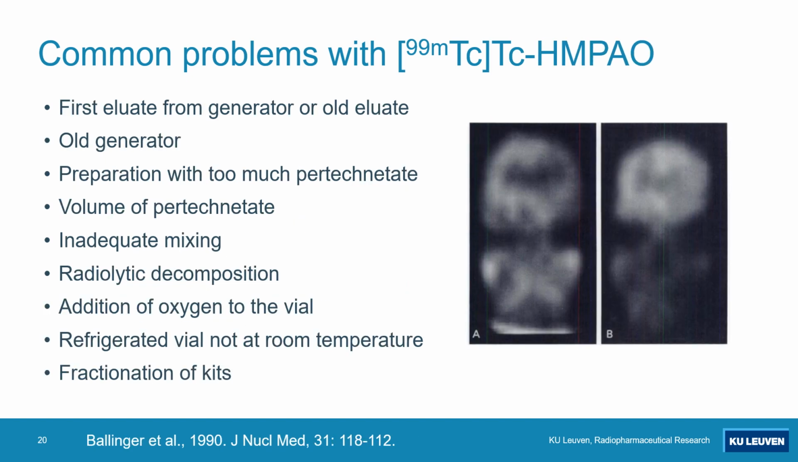Technetium HMPAO, the one we all know we should be careful with. If you use the first eluate from a generator or an old eluate that has been standing longer than an hour, you have problems. If you use an old generator from like last week, then there are also issues with the balance of technetium versus stannous chloride. If you add too much pertechnetate, you will always have problems. The volume of the pertechnetate solution is an important factor.